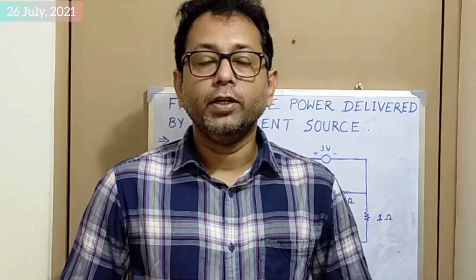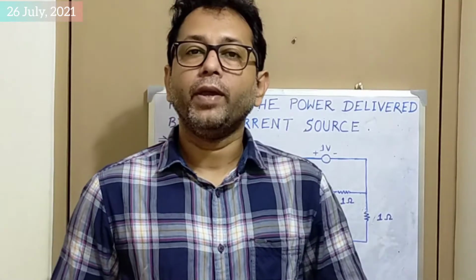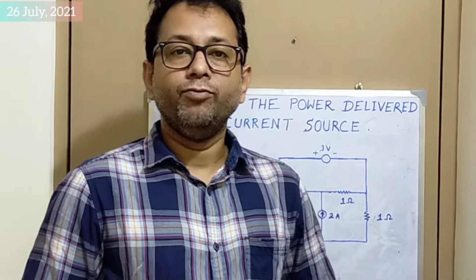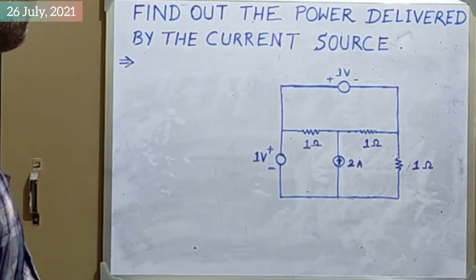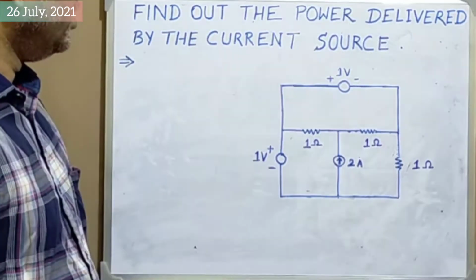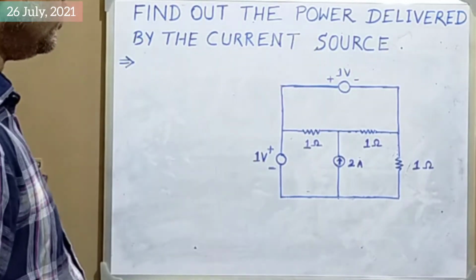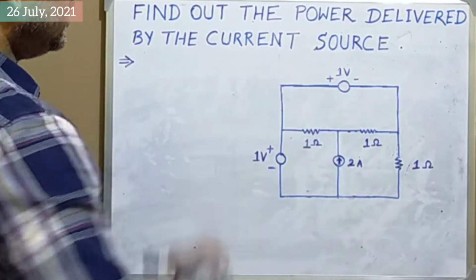Here I have considered another example so that we can get the proper idea of the application of KCL. This is the problem given here. Find out the power delivered by the current source. And this one is the circuit given.